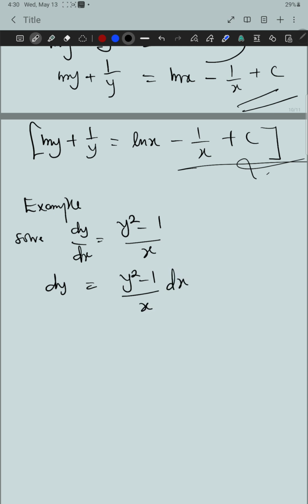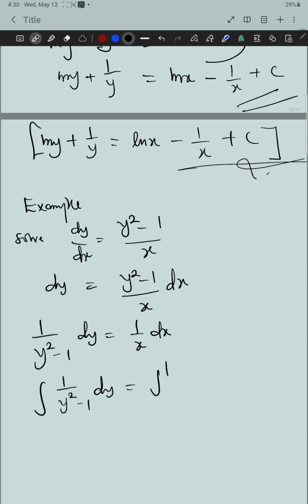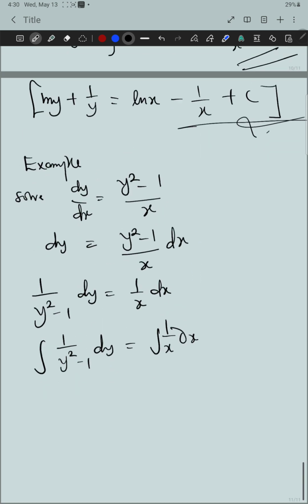How did I arrive at that? You should know that by now, right? So let's rearrange. We have 1 over y squared minus 1 dy is equal to 1 over x dx. Is that not? Yeah. So we have the integral of 1 over y squared minus 1 dy is equal to the integral of 1 over x dx.